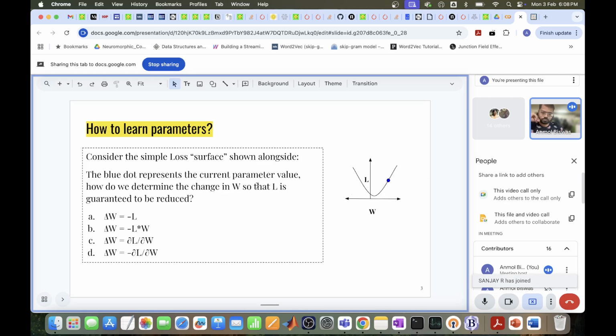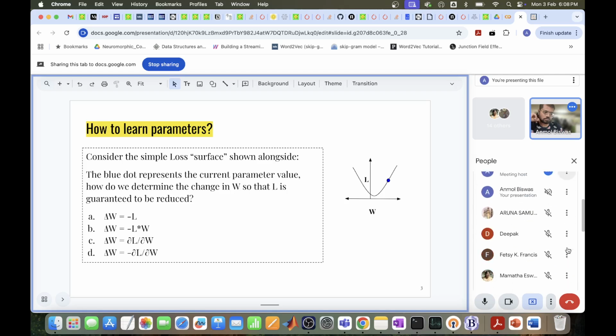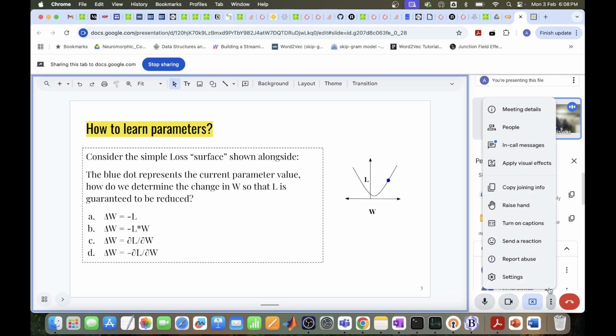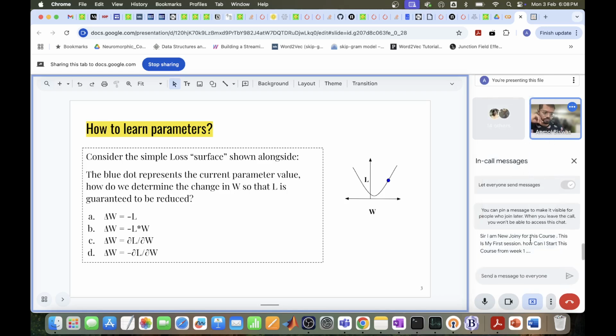The question is, how do we determine the change in W such that this loss value is guaranteed to be reduced? And then have a bunch of options. And the way I generally do these sessions is that I introduce the problem. It's typically an MCQ type problem, and then I give some time for you to figure it out. This one should not be difficult.